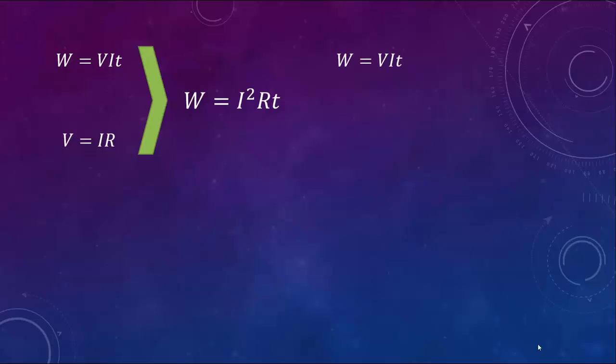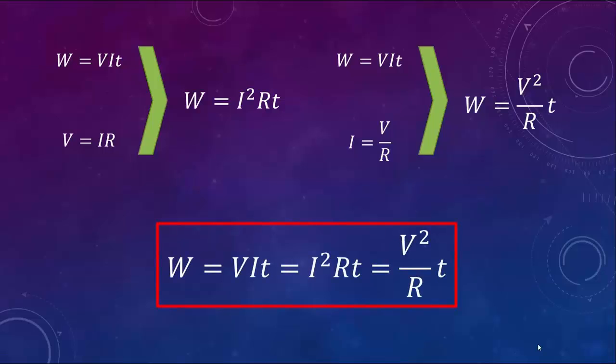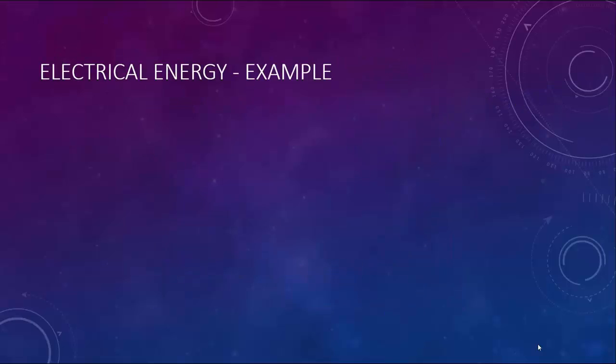There's that first work equation again, and here's another form of Ohm's law. If we put these two together, we can say that work equals V squared over R times T. We now have 3 expressions for work, and here they are all together. You will find this equation on your reference table. Let's take a look at an example.